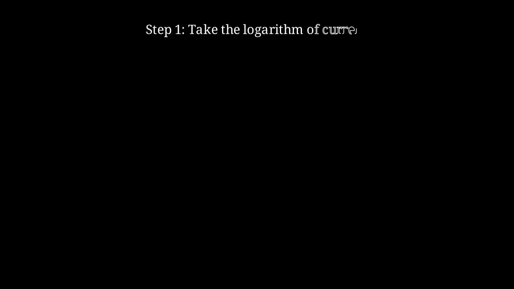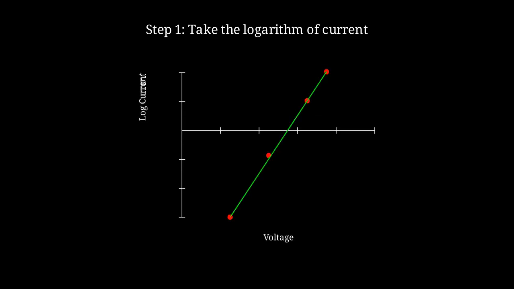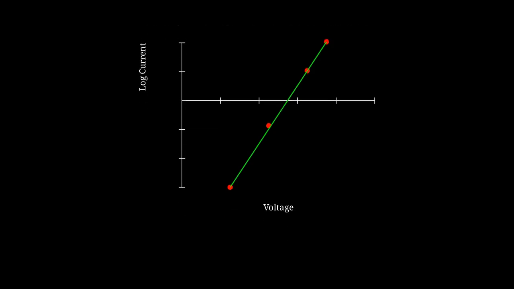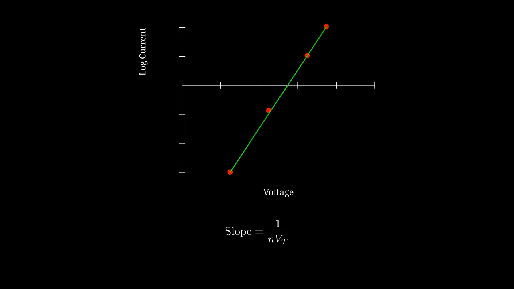To test for exponential behavior, we take the logarithm of the current. If the relationship is exponential, log I versus V should be a straight line. And look at that. When we plot log current versus voltage, we get a beautiful straight line. This confirms the exponential model is correct. The slope of this line is 1 over nVt. From our data, we can calculate the slope and then solve for the ideality factor n.